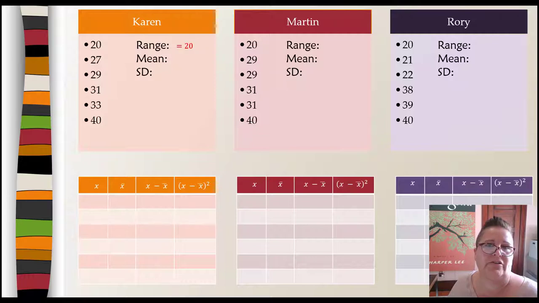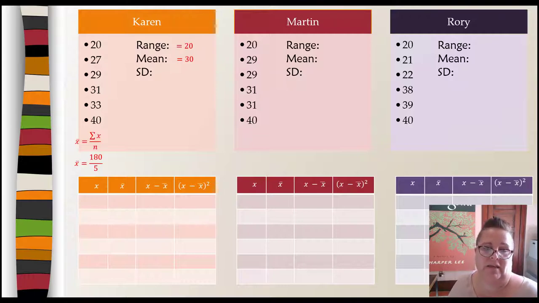In order to do the standard deviation, we need to know the average number of hours. So we're going to add up 20, 27, 29, 31, 33, and 40. This is the sum of all data divided by the number of data points. So this would be 180 divided by 6, which is 30. So on average, she works 30 hours a week.